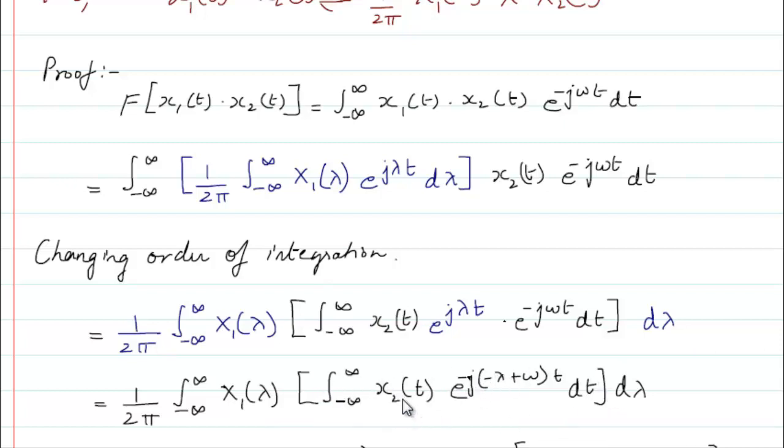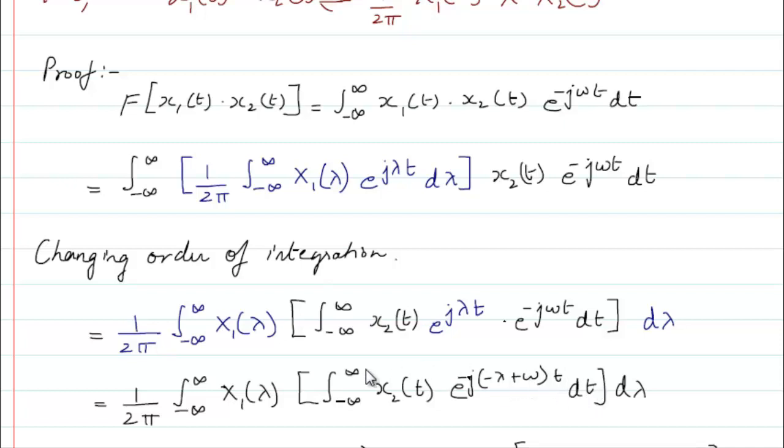Because look at this equation. In this equation, this is the Fourier transform of x2 of t, isn't it? It is the Fourier transform of x2 of t, but instead of omega, it is now minus lambda plus omega. So I wanted this minus, then only it becomes a Fourier transform. To make it a Fourier transform, this minus had to come. That's why I wrote it in this way. So minus lambda plus omega, or I can write omega minus lambda.